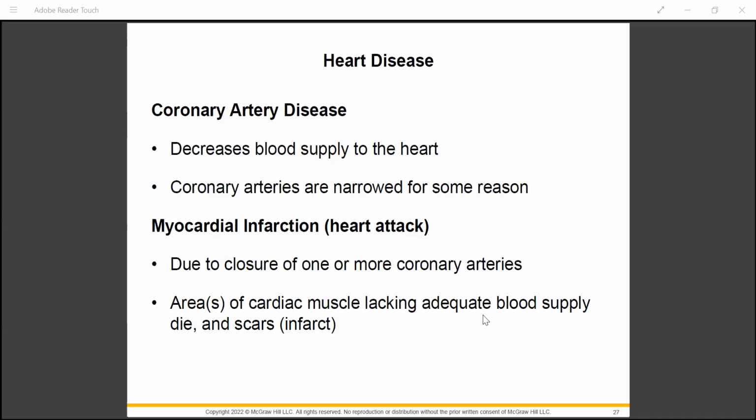An MI is when coronary arteries, or the arteries that supply the heart, actually close. And so an area that doesn't have a coronary artery supplying it is going to end up dying and getting a scar. And so that's why people get that pain and have issues, is because they're actually having death of their cardiac muscle.